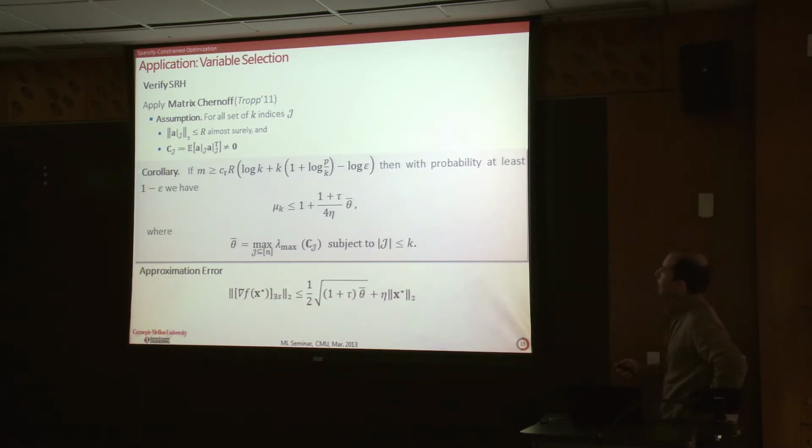And we also can apply this matrix Chernoff bound to get a bound on the gradient of the objective function at the true parameter, which is going to give us the approximation error. And if you apply this matrix Chernoff bound, you get something of this form.